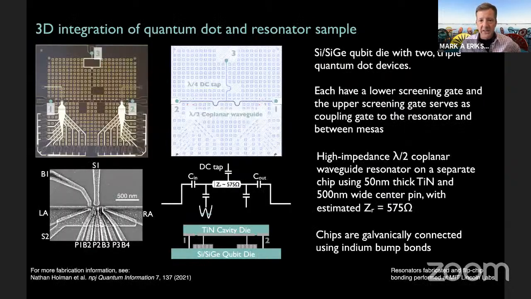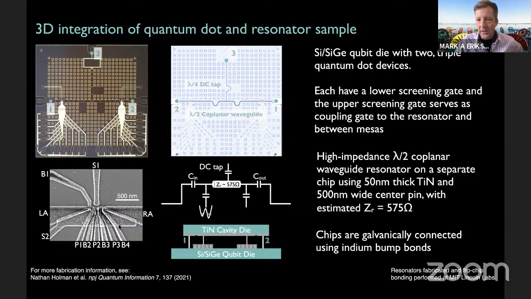So the type of sample that I'll use for this demonstration, and I should really say that Joelle will use for this demonstration, is a quantum dot formed in a silicon-silicon germanium heterostructure. I won't go through the fabrication details. They're all described by Nathan Holman and collaborators in this reference on the bottom. And you can see an optical image of the type of chip on the left here. This is what the gate structure looks like. So we're able to form a double dot in this structure.